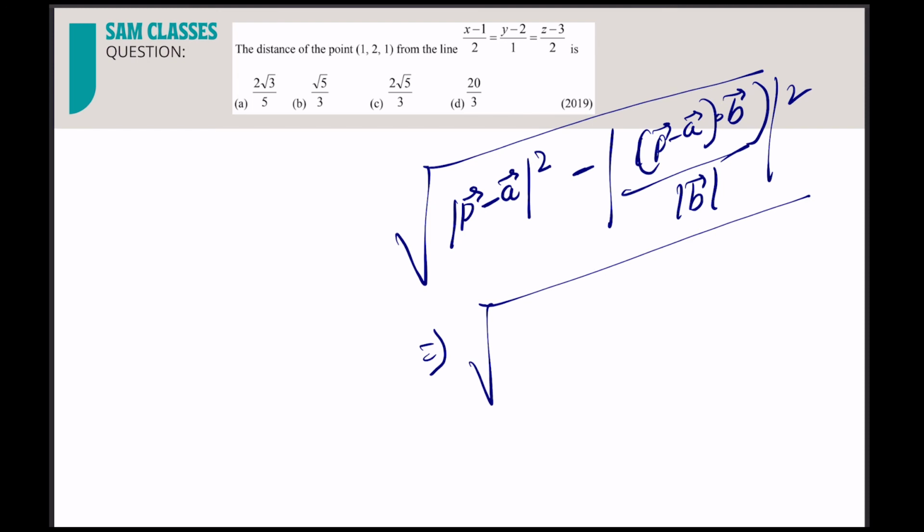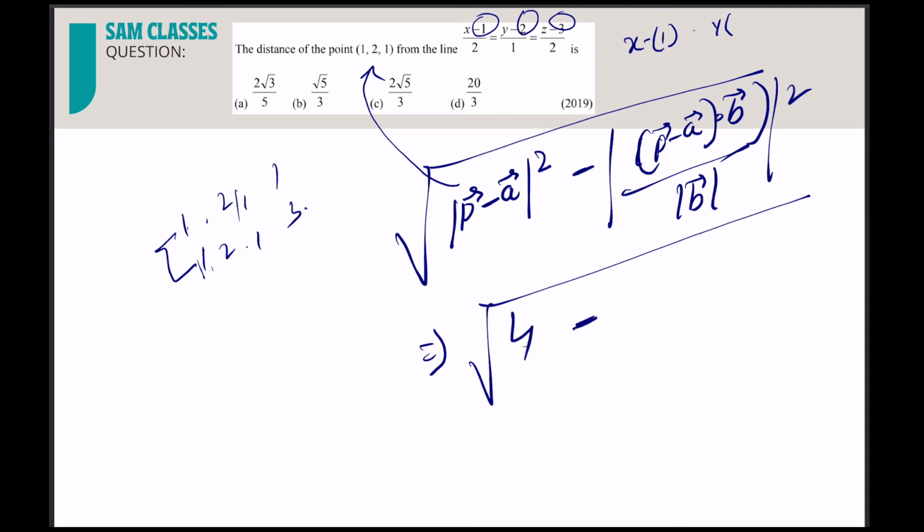P, I already know. I told you what is my P. P is the point XYZ, so 1 2 1. And what is A? This one here. So A is x minus 1, y minus 1, so A is 1 2 3. So if I do P minus A, so 0, listen to this, 0. I got 1 minus 3 is just minus 2. So 2 square is how much? 4. Minus again here. P minus A is 0, 0 and just minus 2.